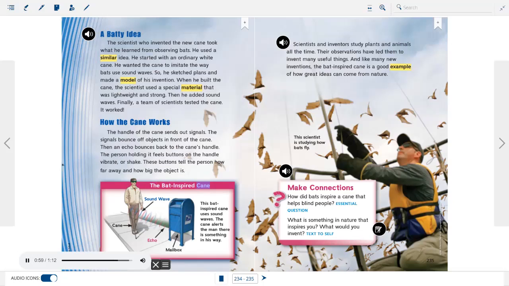The bat-inspired cane. Sound wave, cane, echo, mailbox. This bat-inspired cane uses sound waves. The cane alerts the man there is something in his way. Scientists and inventors study plants and animals all the time. Their observations have led them to invent many useful things. And like many new inventions, the bat-inspired cane is a good example of how great ideas can come from nature. This scientist is studying how bats fly.